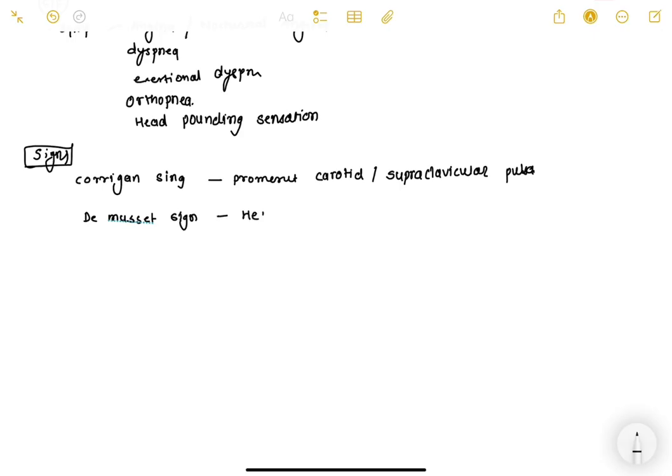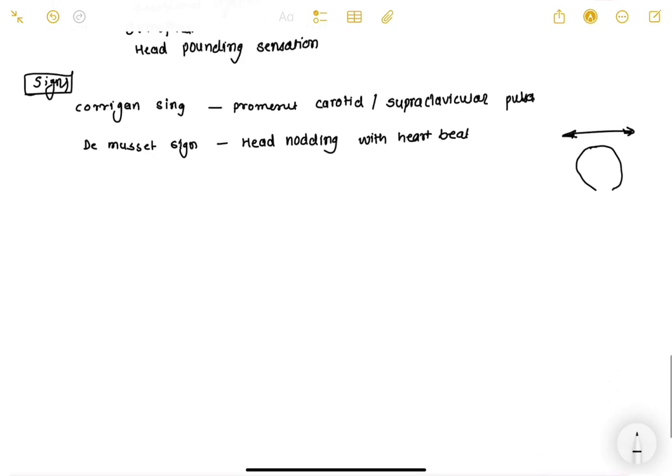So it is a head nodding with heartbeat. So there is a patient sitting, and you will find that his head is nodding as per beat. So you can suspect de Musset sign. Though these signs are very difficult to find out, but if you find one, then it is a de Musset sign.